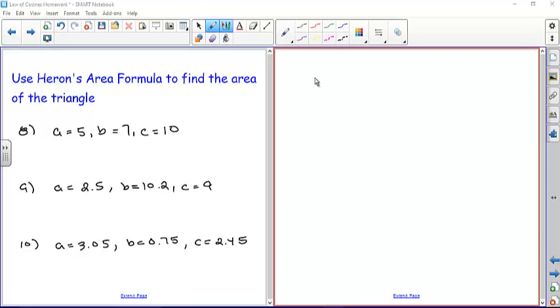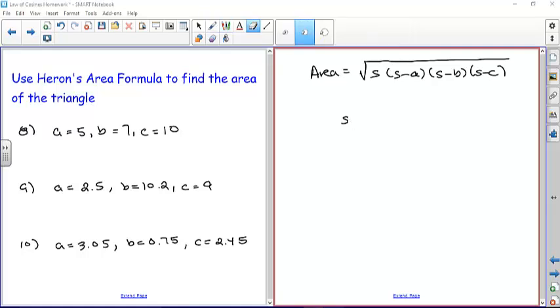Okay, so our next 3 problems are just using this Heron's area formula. And what it says is the area of a triangle is equal to the square root of S times S minus A times S minus B times S minus C, where S is the average of the lengths of the three sides. So it's A plus B plus C divided by 3.